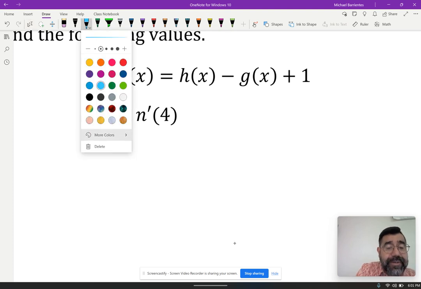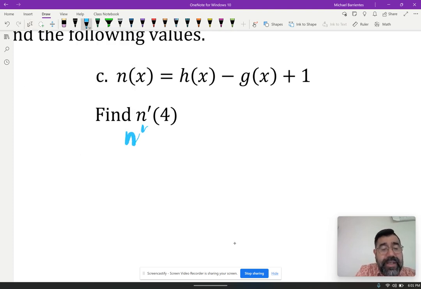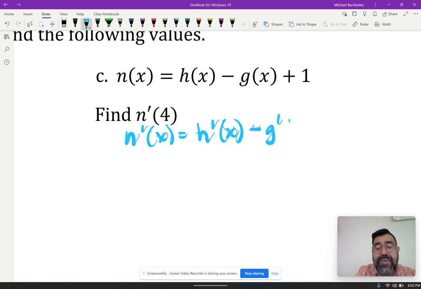We need to find the derivative. So don't plug in a 4 yet. So n prime of x equals the derivative of this. Well, that's just h prime of x, minus the derivative of this, that's just g prime of x, plus the derivative of this, well, that's 0 because 1 is a constant. Constants don't change, so there's no rate of change, and that would be 0.